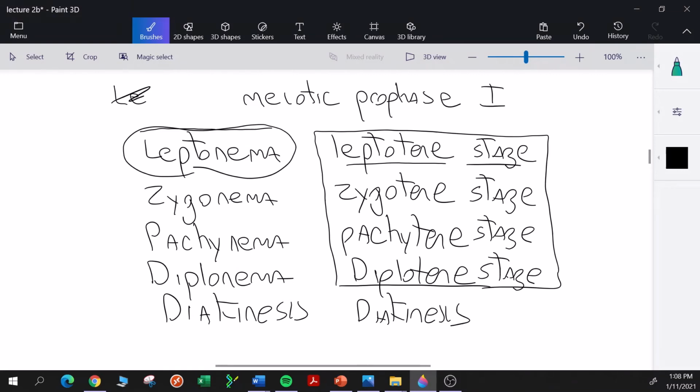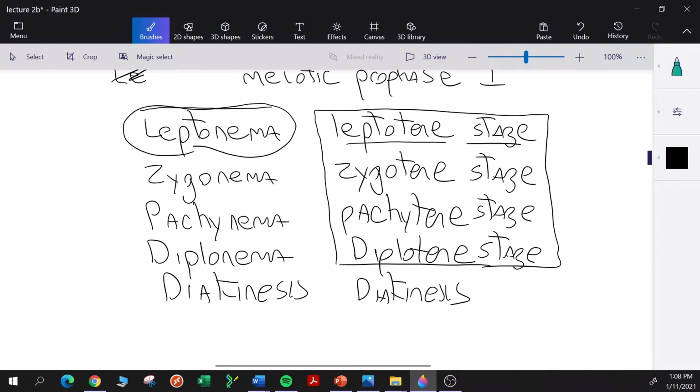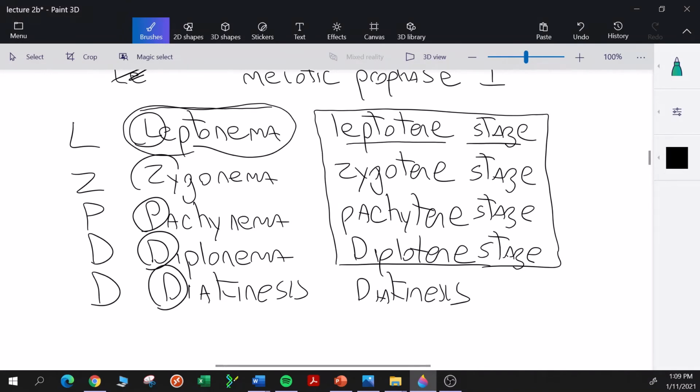Now, how are we going to remember this order? Back in the 80s and 90s, I was told by the former genetics professor here that they used to say Led Zeppelin plays Dancing Days. So Led Zeppelin, so L-Z, plays P, Dancing Days. And I guess that's a Led Zeppelin song. I don't know that much about Led Zeppelin, although I do like their music. So I like this one better down here.